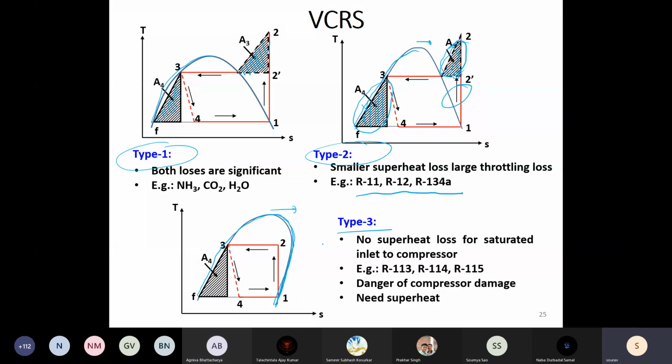Now the issue with this kind of fluid is, even if you have saturated vapor condition at the inlet to the compressor, you end up in the two-phase region after compression. So not a very good type. So you will see we normally use type 1 and type 2. Type 2 is the one which is prevalent in all the refrigerators and air conditioning systems.